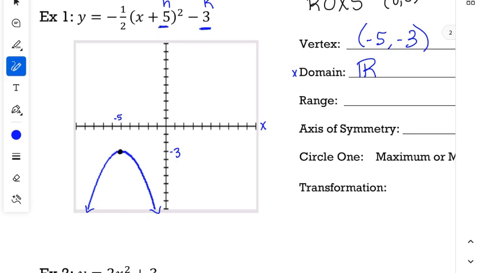Okay, and then our range. Our range is our y-axis. So we look down and up. Where does the y start? Yeah, negative infinity. It's all the way down here. So I can write negative infinity because it's going to go on and on forever. And where does it stop? Negative 3. So we always want to go from least to greatest. So smallest to largest. So negative infinity to negative 3.